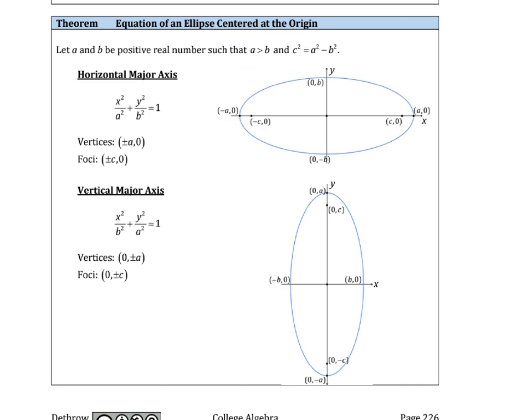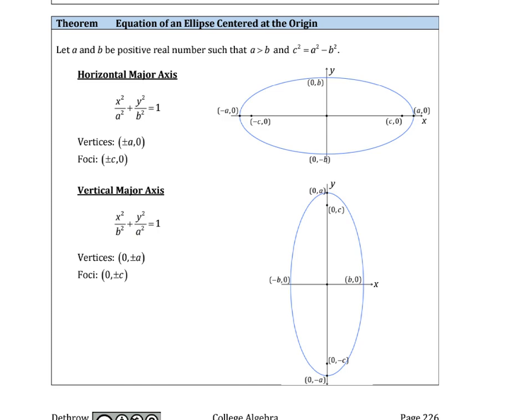Basically, if we look at the denominators of each of these, that tells us how far to go in the x direction and y direction, respectively. So we will go to the left a units and to the right a units. We'll go vertically b units up and b units down for this ellipse. If we have this setup, we'll go b units left, b units right because it's under the x, and a units up and a units down on the vertical axis.